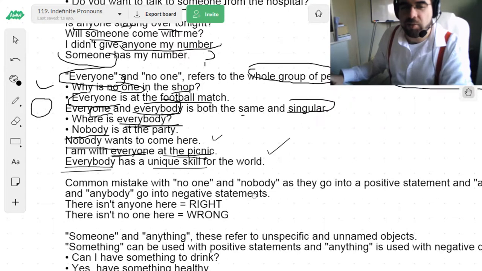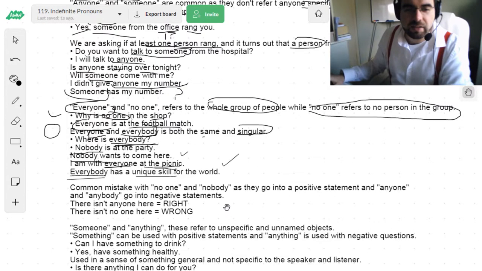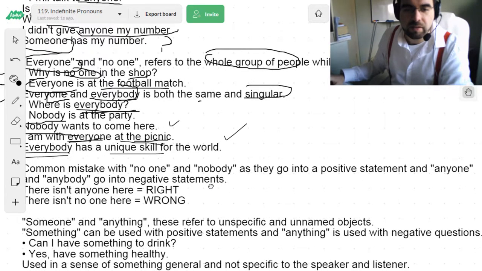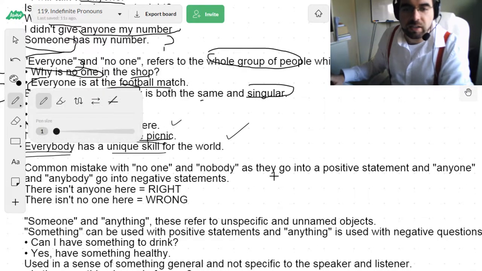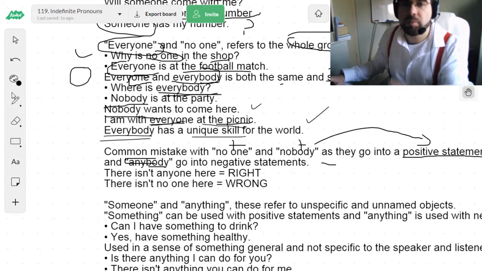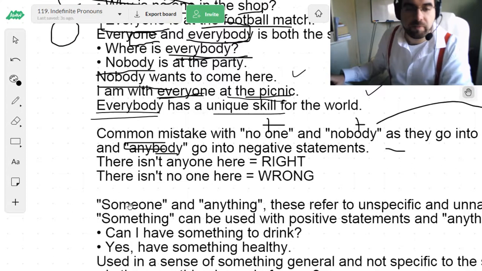But interestingly, a common mistake: no one and nobody go into a positive statement, and anybody and anyone are negative. So no one and nobody go into the positive statement, and anybody, anything, anyone are for the negative. So it depends on the structure of the sentence.